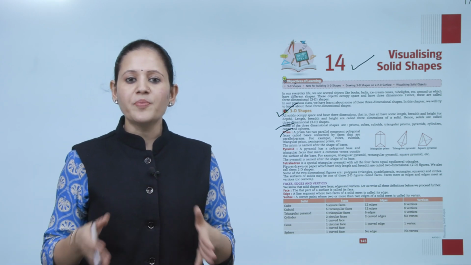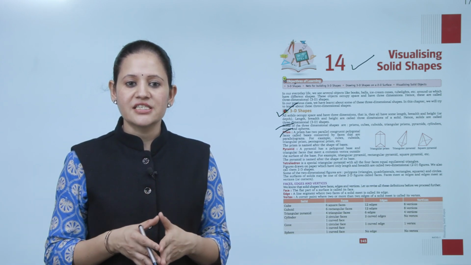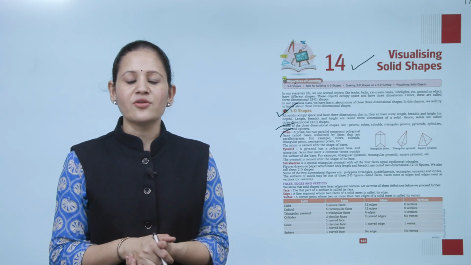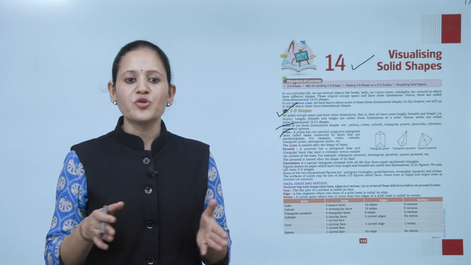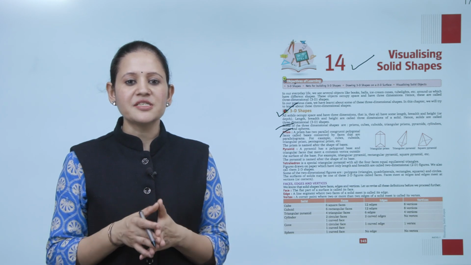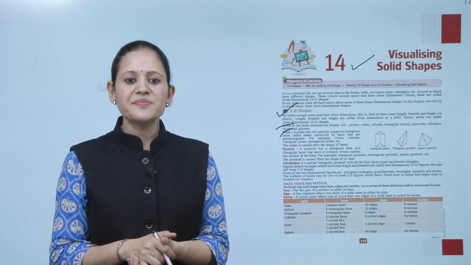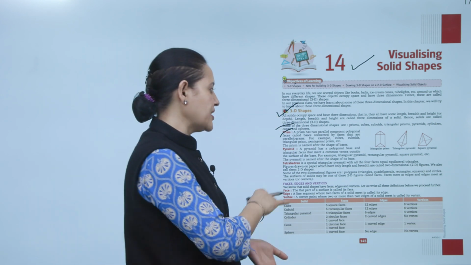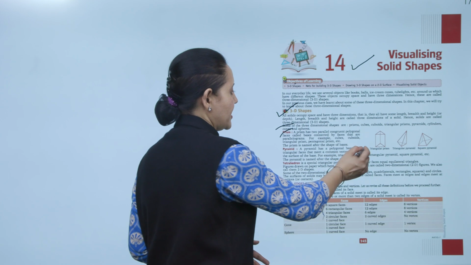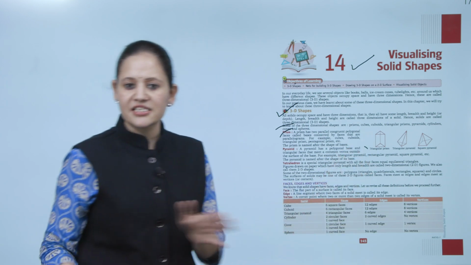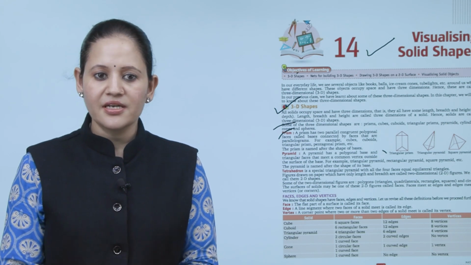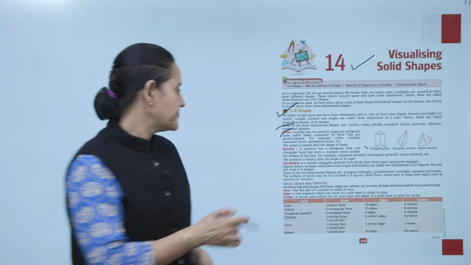A prism has two parallel congruent polygon faces called bases, connected by faces that are parallelograms. For example, cube, cuboid, triangular prism, pentagonal prism, etc. The prism is named after the shape of its base. So, the name of the prism depends on its base. If it's a triangle, it's a triangular prism. If it's a square, it's a square prism. Clear? Next is pyramid.